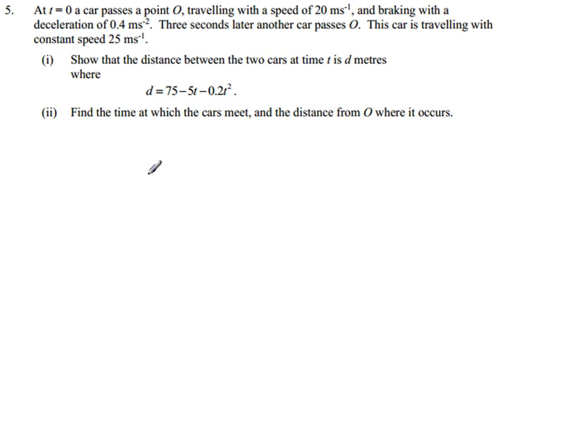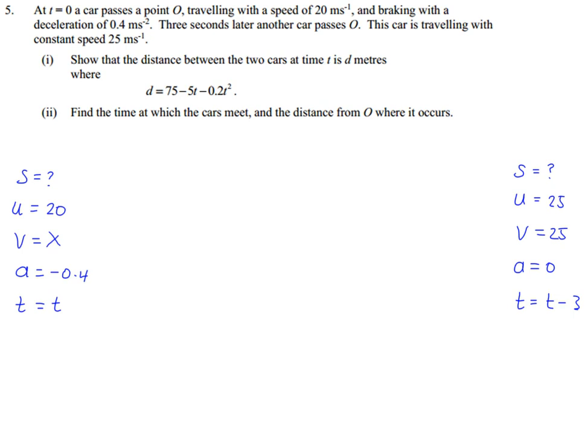If I use the letter T to represent the time for the first car, the second car is 3 seconds behind, 3 seconds later. So I need to use T minus 3 for the second car. As an example, if on the stopwatch for the first car we're recording 5 seconds, then the second car will be 5 minus 3. It will be traveling for 2 seconds.